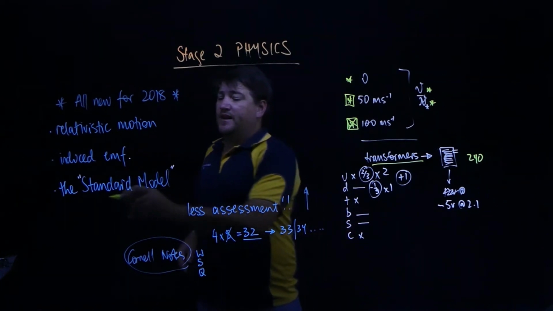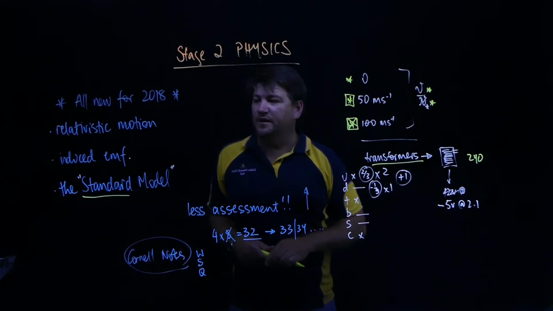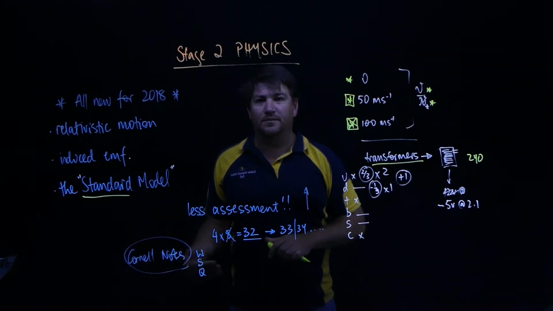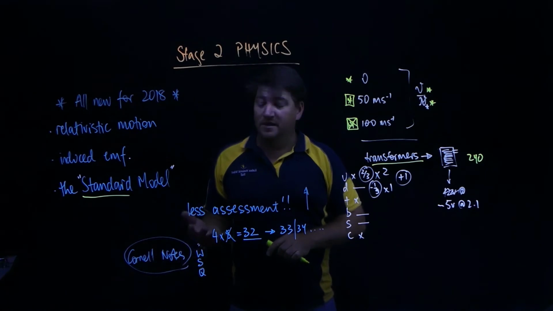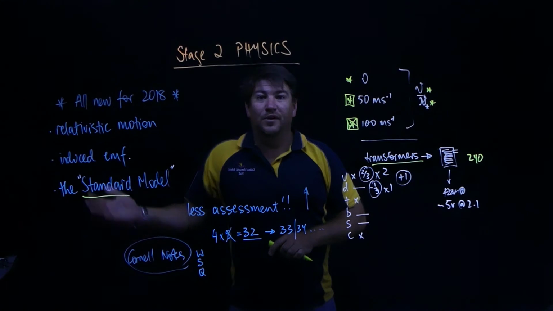The last part, the standard model. It's called the standard model because it's the standard model that physicists go by. It's constantly being updated, but the basic principle is there's 3 fundamental particles in existence, and everything else is made up of all of those other particles.